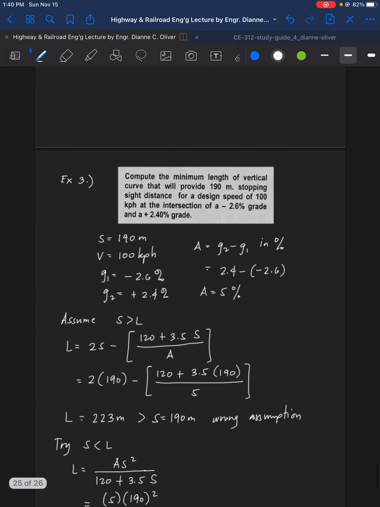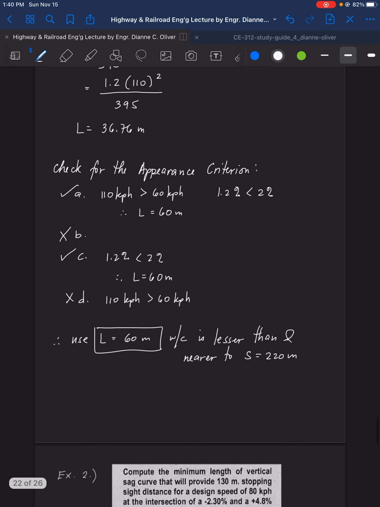Okay, so that's all for the sag vertical curve.